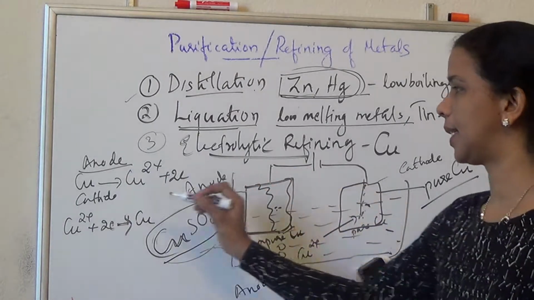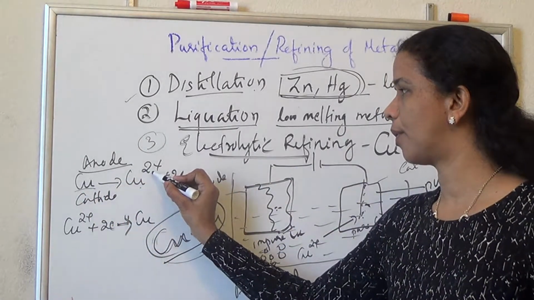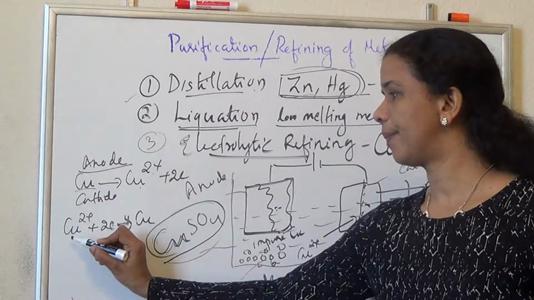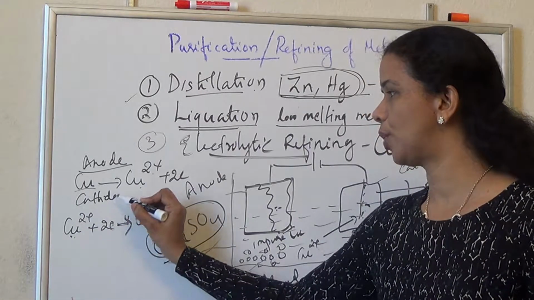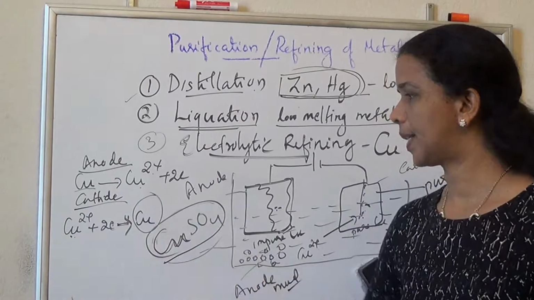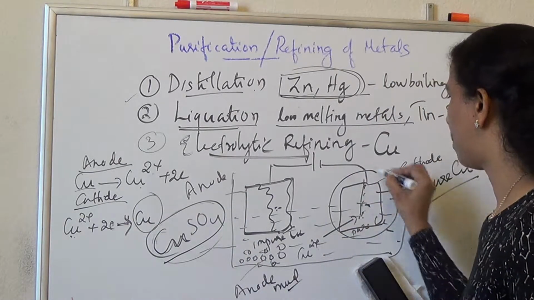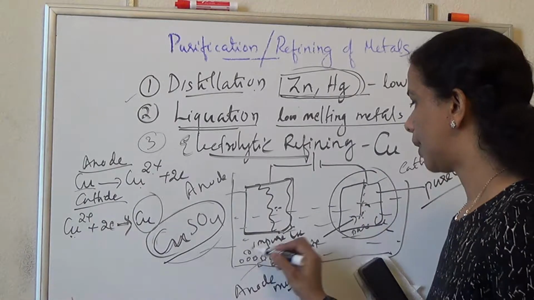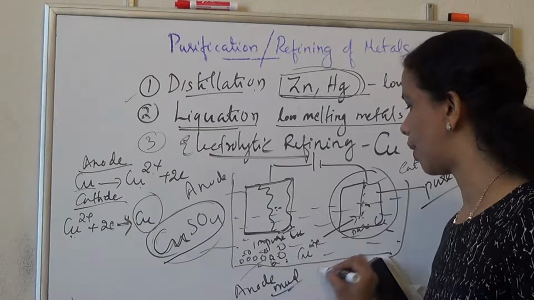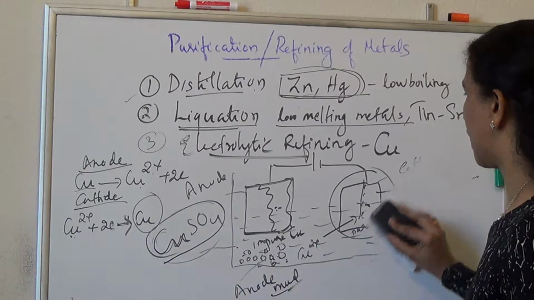On applying electricity, the copper from the anode undergoes oxidation, forming Cu2+ and 2 electrons. They will go to the solution. From the solution, the Cu2+ moves towards the cathode and undergoes reduction and forms metallic copper. So after some time we will get a thick block of pure copper at the cathode, and all the impurities will remain below the anode, and they are called the anode mud. This method is called electrolytic refining.